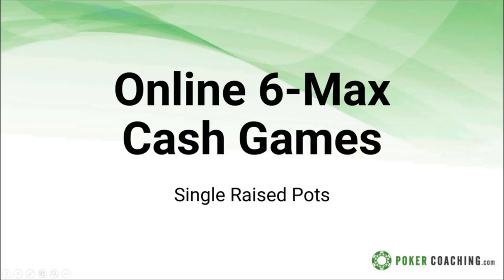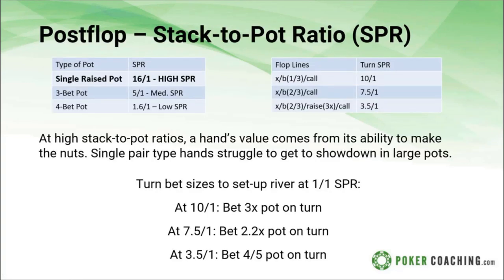All right, let's get into single raised pots. So single raised pots, we're gonna have the largest stack to pot ratios, roughly 16 to 1. And when you have really high stack to pot ratios, a hand's value comes from its ability to make the nuts, right? A single pair type hand really struggles to get to showdown in large pots.